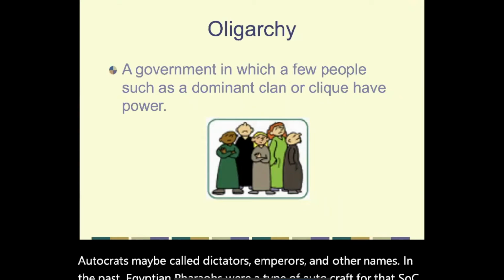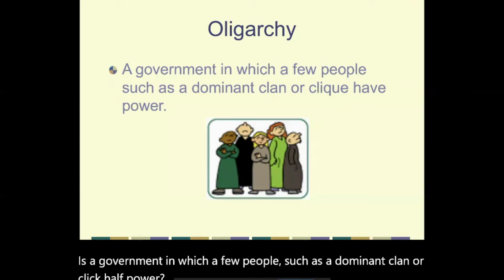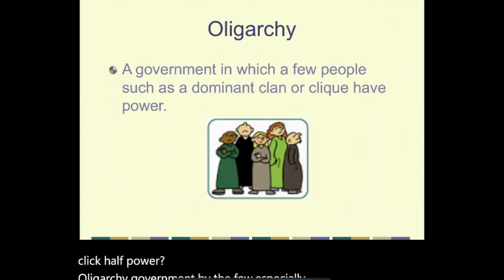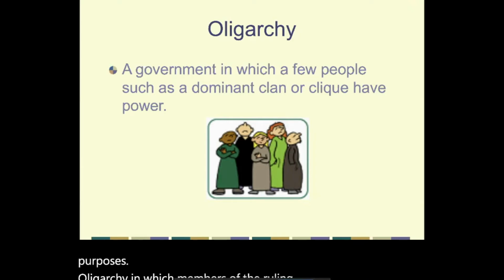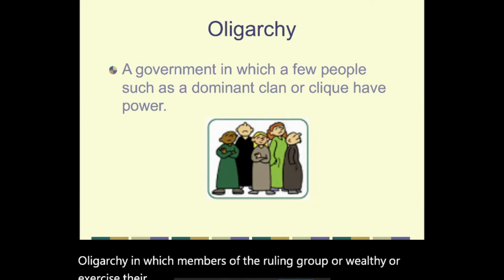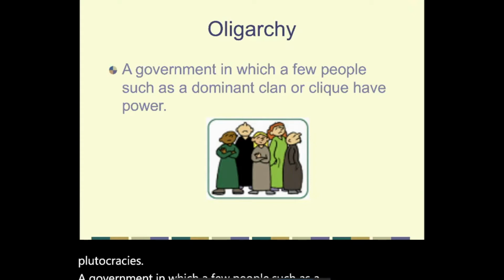Oligarchy is a government in which a few people, such as a dominant clan or clique, have power. Oligarchy, government by the few, especially despotic power exercised by a small and privileged group for corrupt or selfish purposes. Oligarchies in which members of the ruling group are wealthy or exercise their power through their wealth are known as plutocracies.